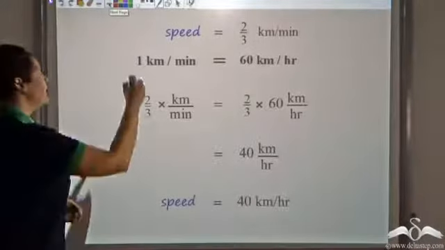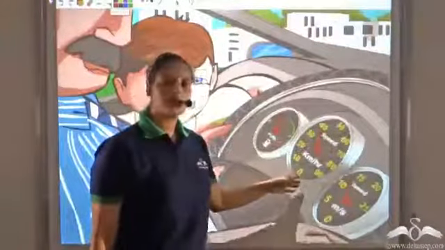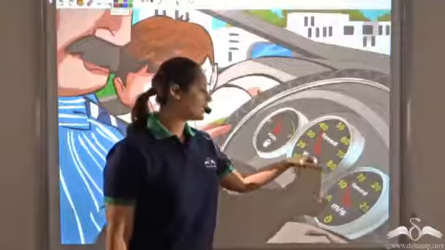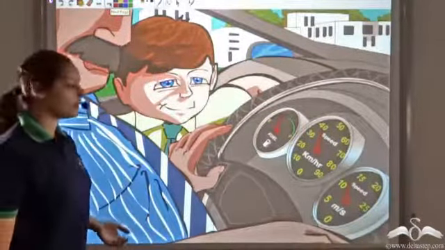Now Rohit is very happy. Why? Because he correctly found the speed. You can see that in this speedometer which shows kilometer per hour, speed is actually around 40, which he's found. He got speed as 40 kilometers per hour.